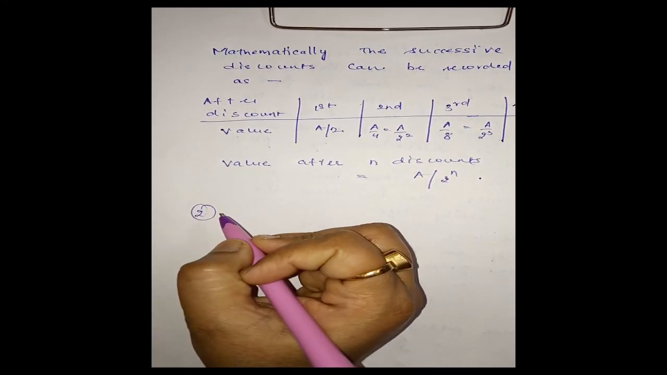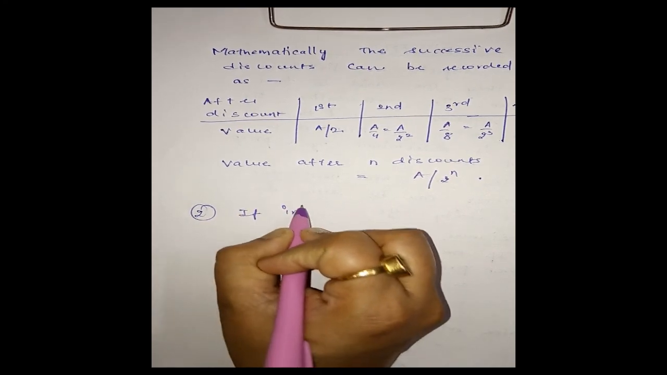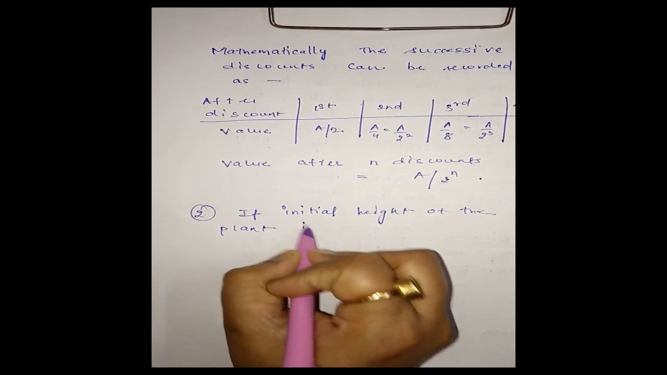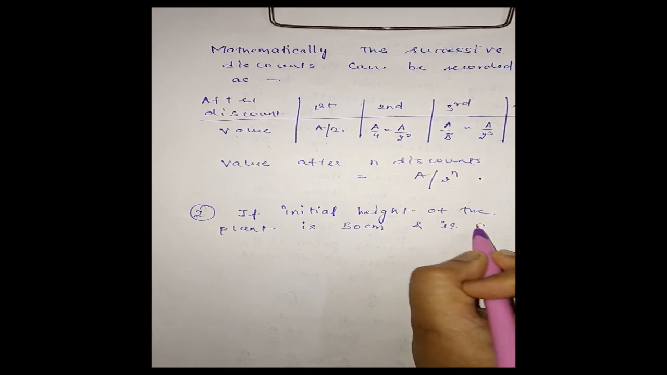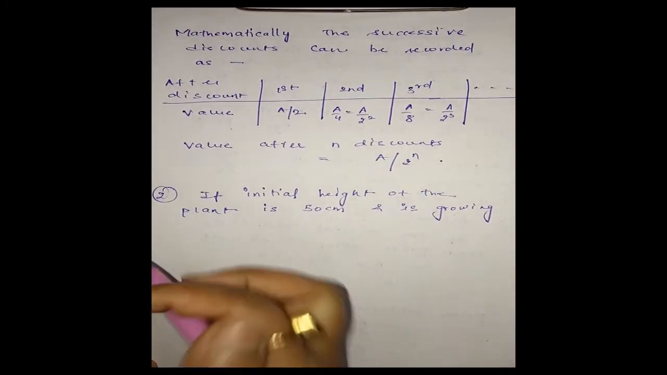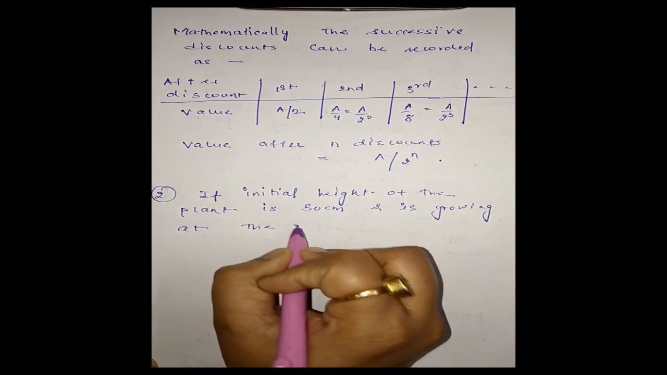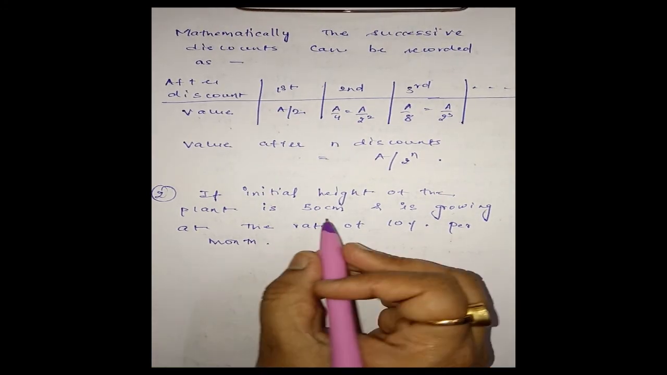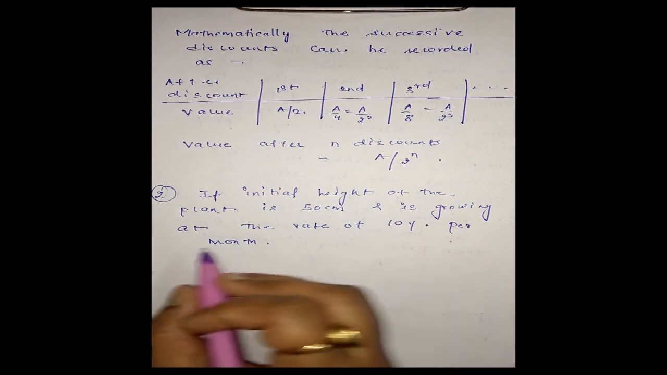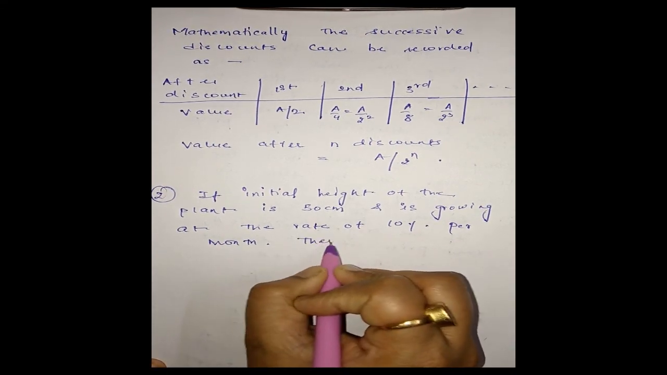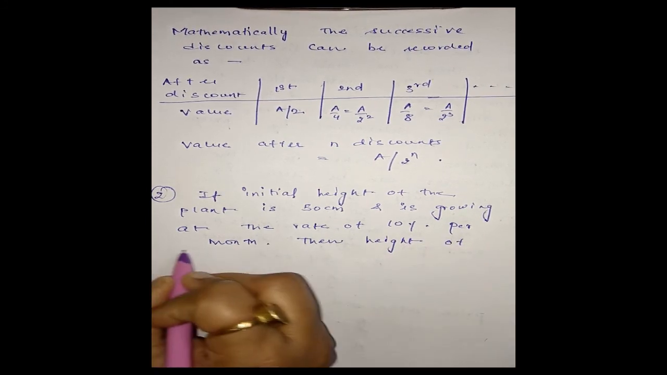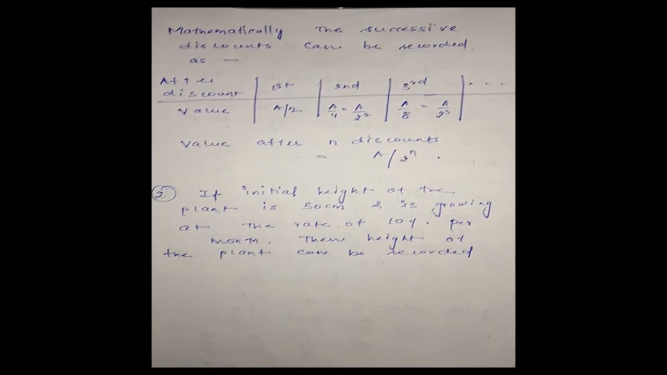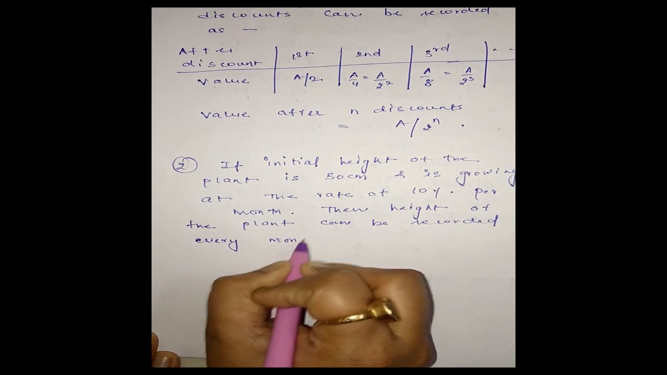Okay, in the same way I can consider the second example. If the initial height of the plant is 50 centimeter and it is growing at the rate of 10% per month, then the height of the plant can be recorded every month as follows.